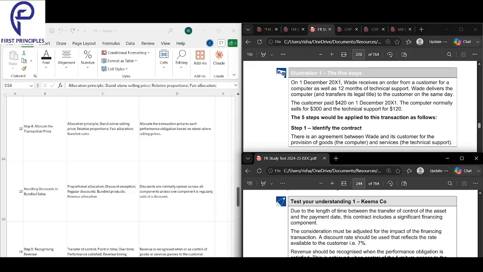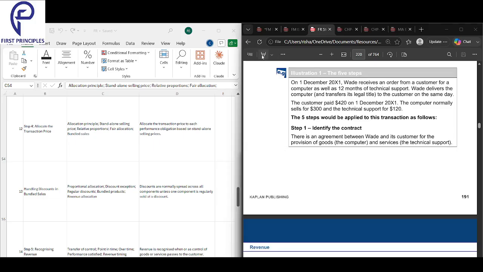Okay, we look into the first illustration here, taking right from the start. On 1st December, Wade receives an order from a customer for a computer as well as 12 months technical support. So see, there are two performance obligations. First performance obligation is technical support. Second performance obligation is the computer.